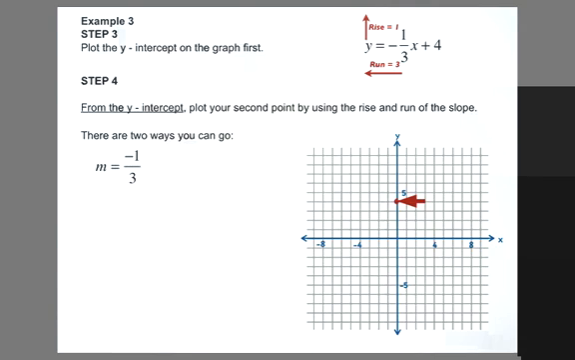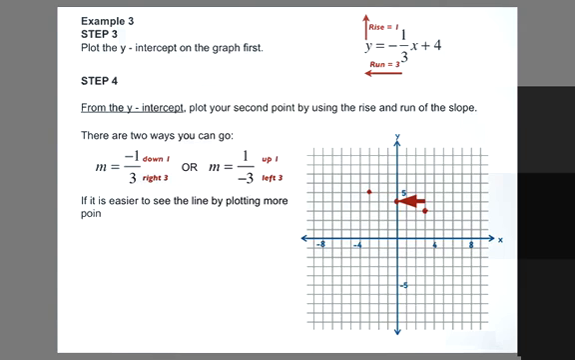We can take negative 1 over 3 as down 1 and right 3 and plot a point. Or we can take m as 1 over negative 3, which would be up 1 and left 3 and plot a point. Once we're finished, we can repeat that from each point until we plot a lot of points.